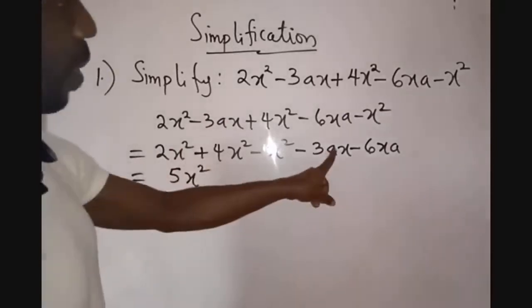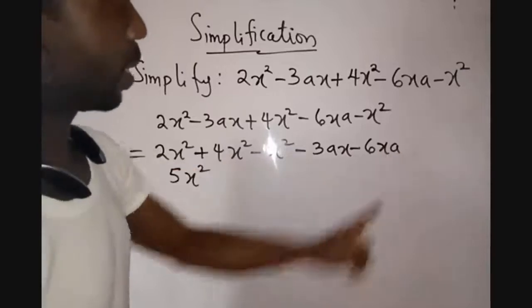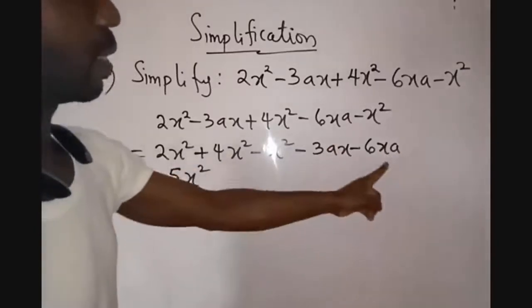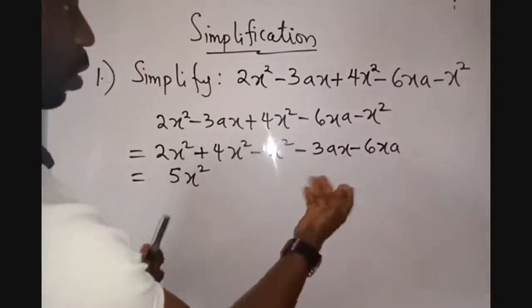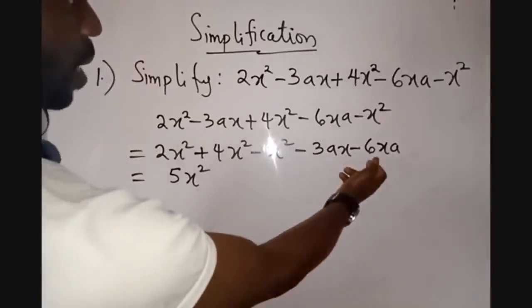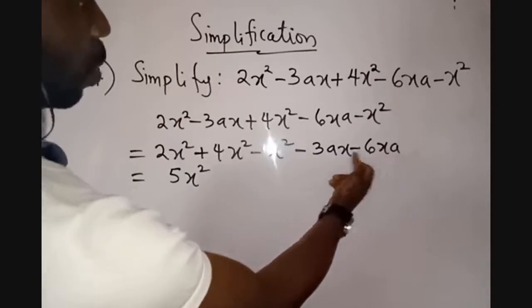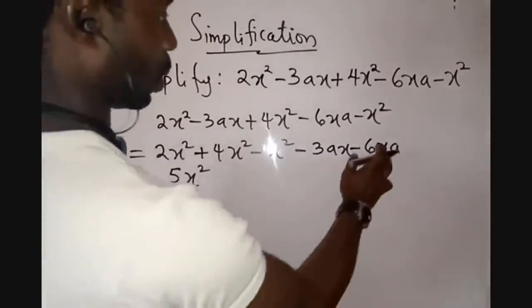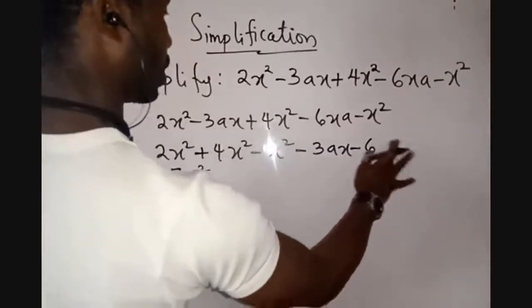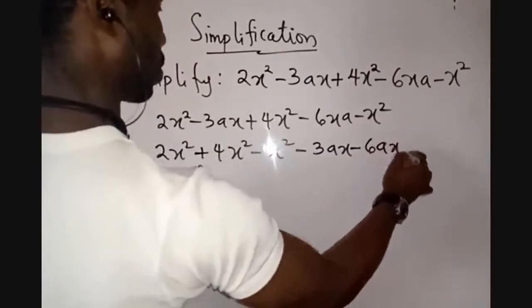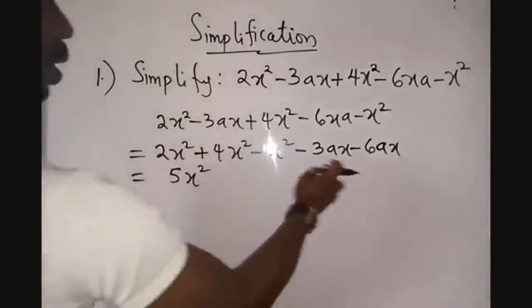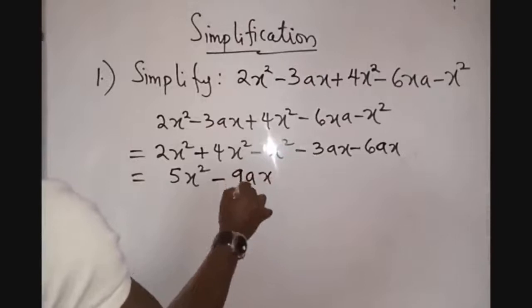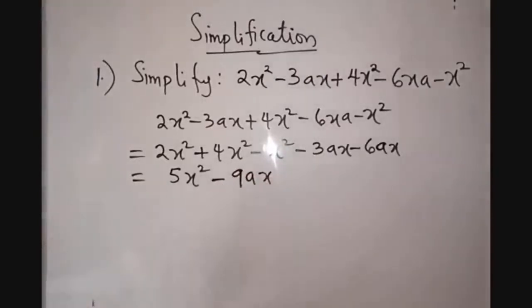So here you have ax, and this is xa. They're exactly the same thing because a times x is the same thing as x times a. So I could just pick this and rewrite it as ax, or rewrite this one as xa, anyone you wish to. So let me change this one and write ax because they mean exactly the same thing. So right here, this is going to give us minus 9ax, and that is the answer.